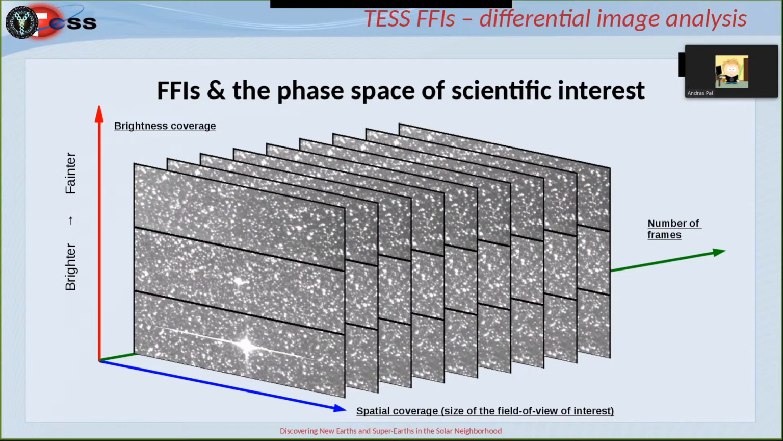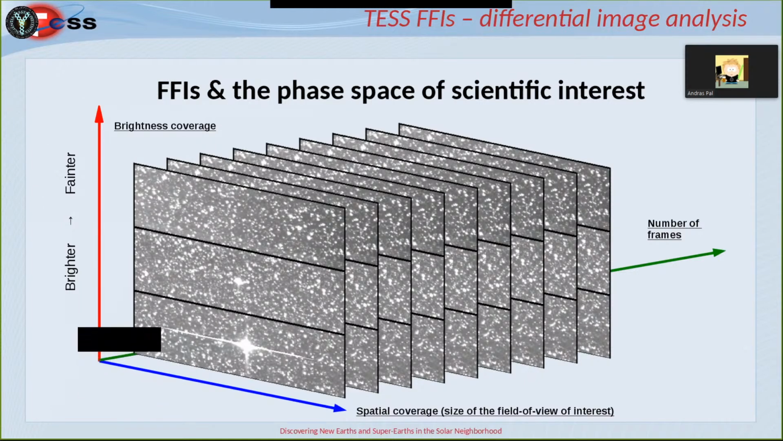So first is the spatial coverage. What is the field of view of our interest? Because TESS has an enormously large field of view, it covers nearly 7% of the sky at the same time. This can be very big, but of course, if we are interested in just one particular star over there, we don't have to use all of this data, we just have to extract what is of interest at this moment.